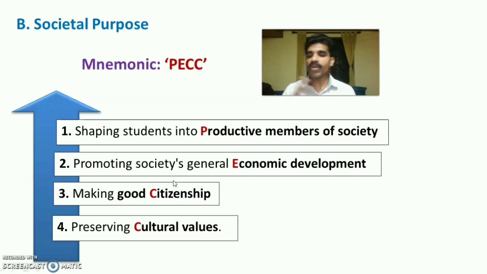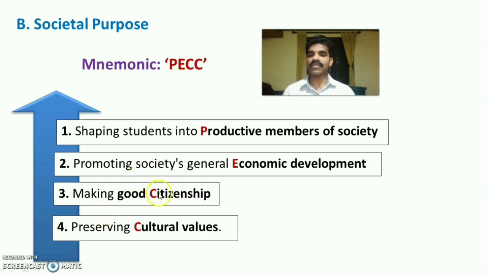That income is a contribution to the development or promotion of the society. Thus it is considered as promoting society's general economic development. So E stands for economic development of the society.